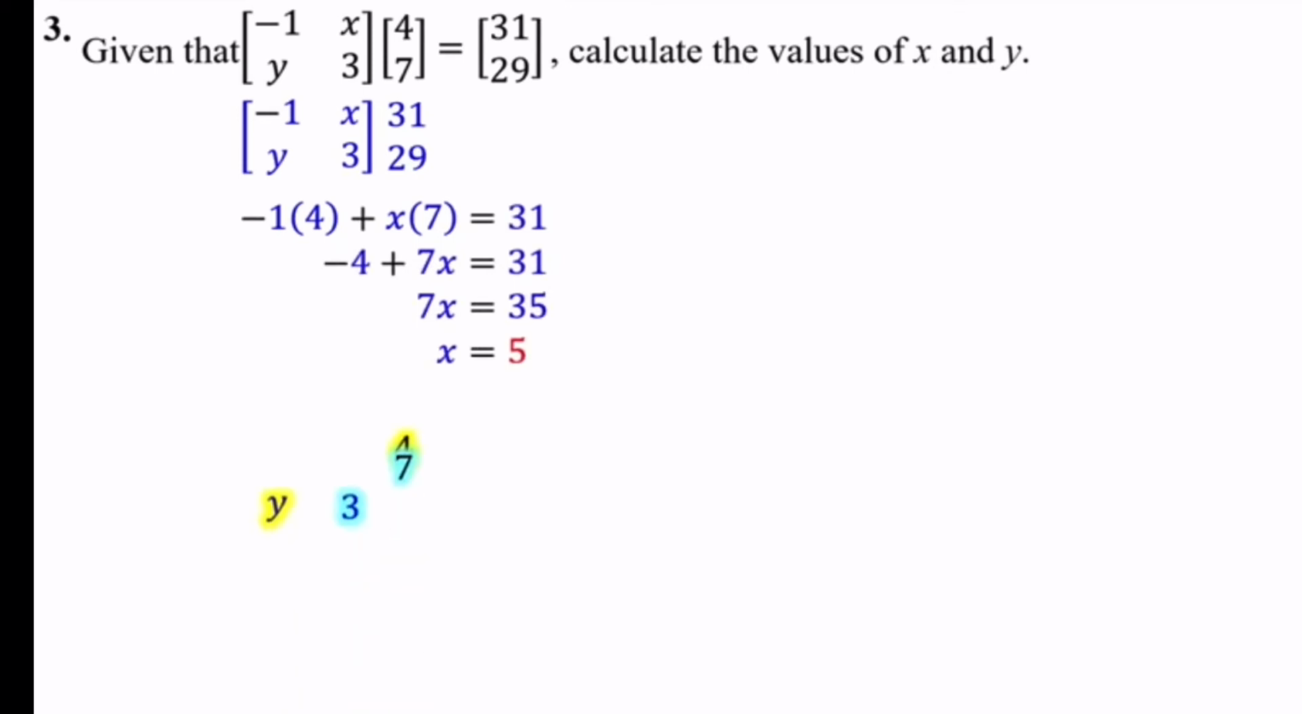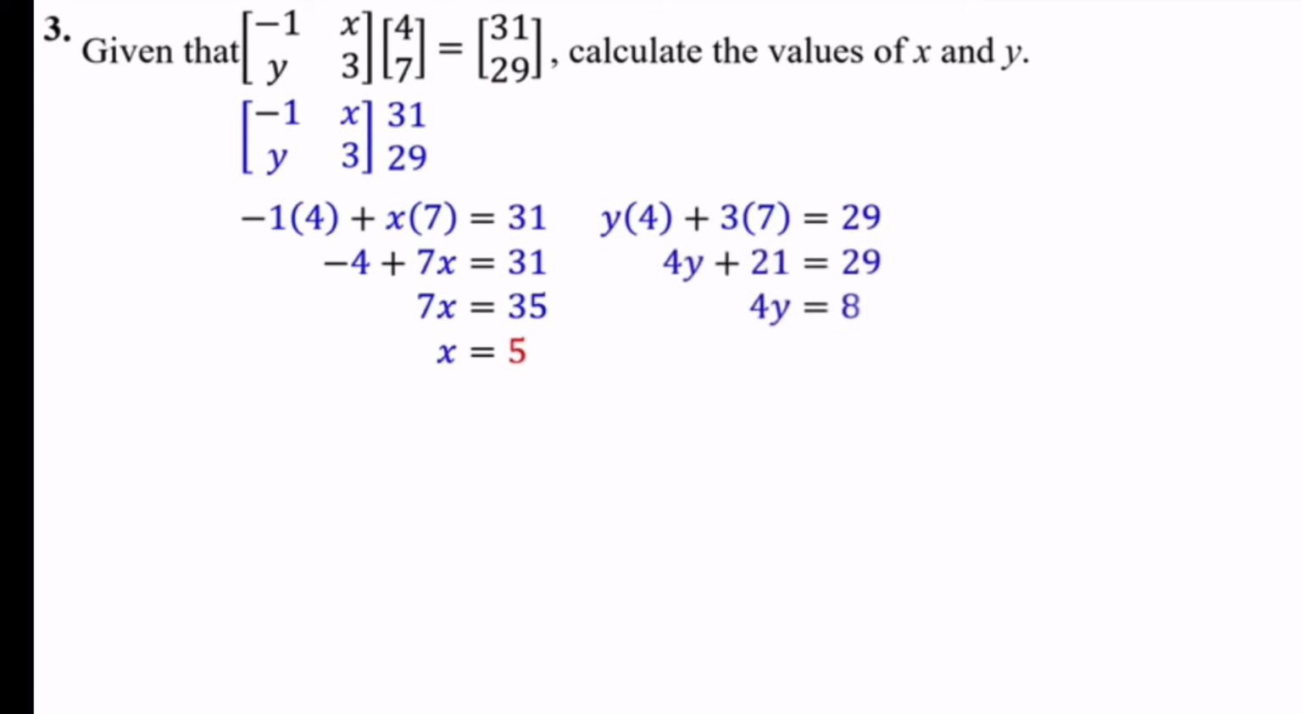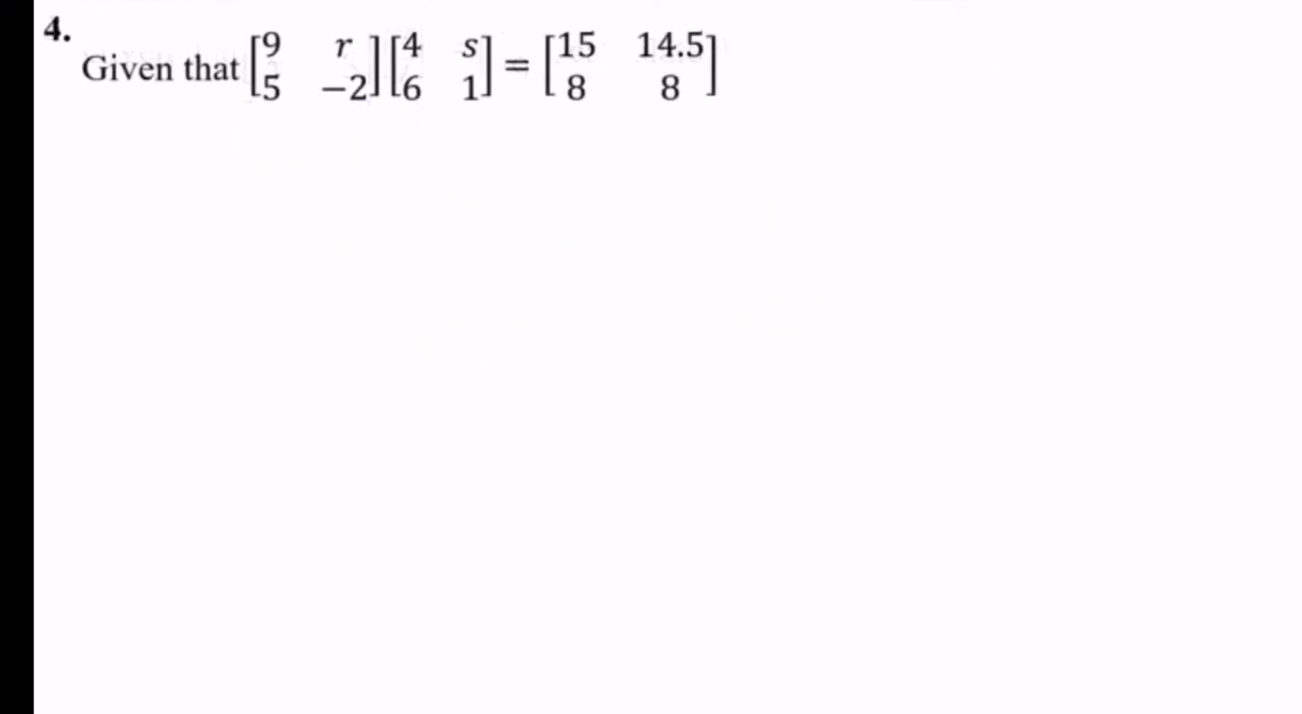And then we get x equal to 5, followed by 4y plus 21 is equal to 29. Hence 4y is equal to 29 minus 21, which is 8. So the y is equal to 2, right? Okay, so we have solved question number 3. Let's go to number 4.